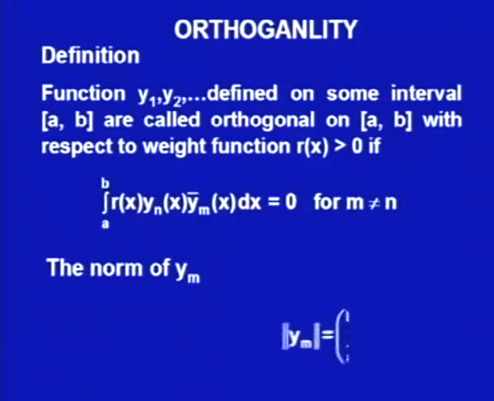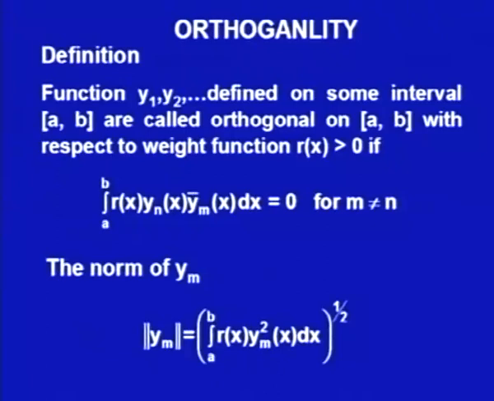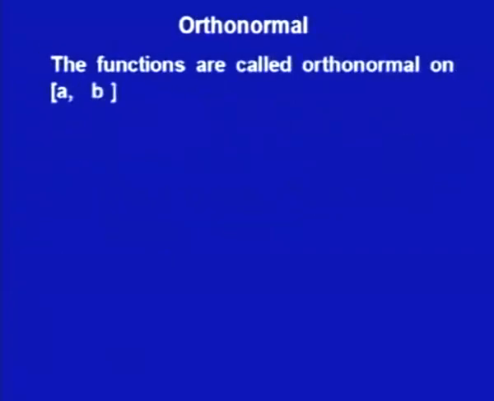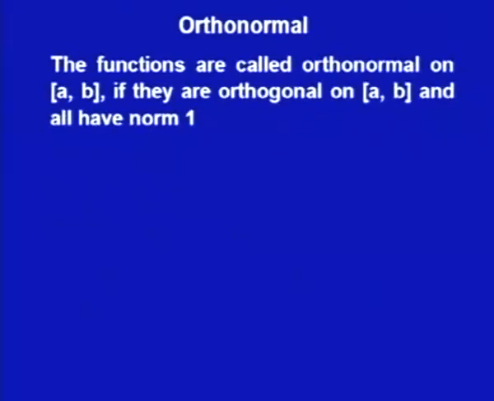We are also defining one more term here, called the norm of the function ym. We denote it by this notation. This is defined as the integral of r x times ym square with respect to x on the whole interval a to b, and its square root. So, this term is defined as the norm of ym. One more thing: if we take the norm of phi m to be 1, then we say the functions are called orthonormal on a b. If they are orthogonal on a b, again with respect to r, and all have norm 1. If they have norm 1, we call the functions normal, and if they are normal and orthogonal, we call them orthonormal.